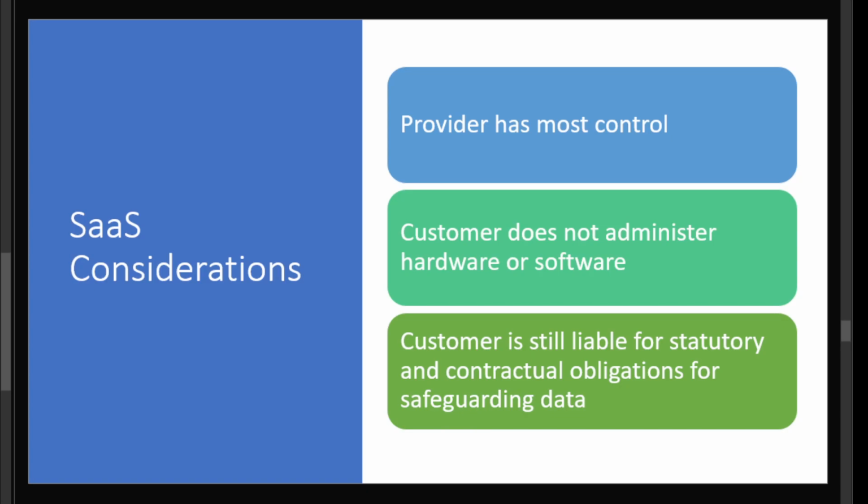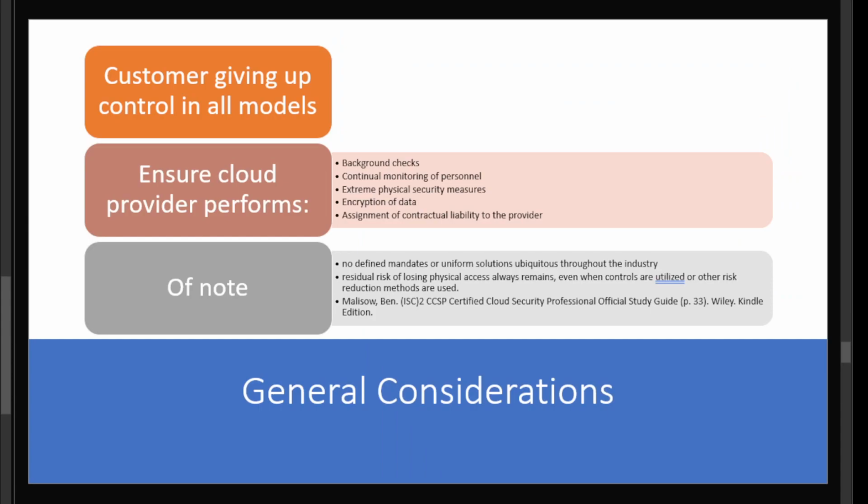And once again, the provider didn't upload the data. They provided all of the platform, the OS, the software. And once the customer uploads the data, of course, it's still their responsibility. So the customer is giving up control in all models. In all cloud migration, you are going to give up some control. And this is because you're trusting your data, your property, to the cloud provider.